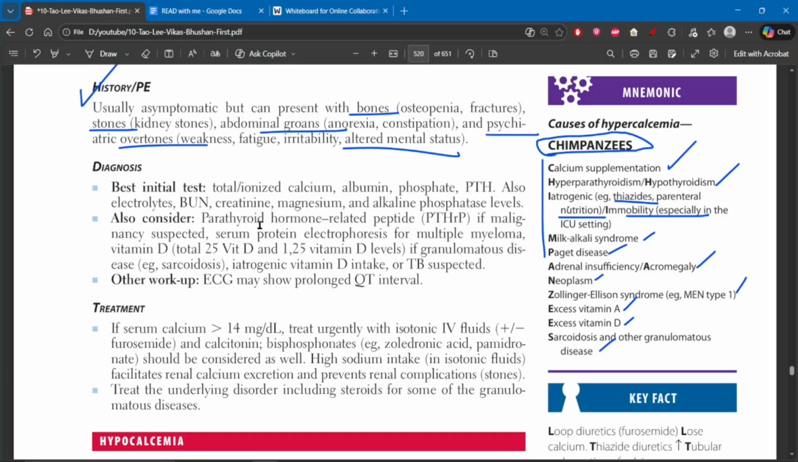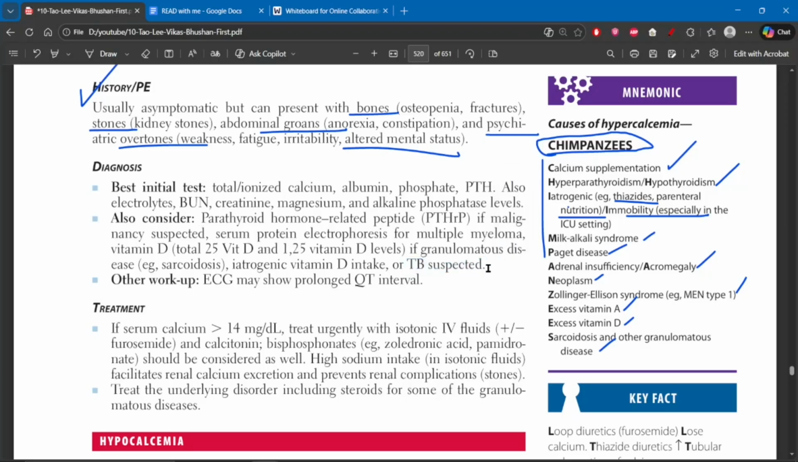Also, you may consider parathyroid hormone related peptide if malignancy is suspected, so you can also check its levels. And serum protein electrophoresis can be done if multiple myeloma is expected. Vitamin D levels can be done if any granulomatous disease is suspected, right? This is not a routine test, but this is usually done if any granulomatous disease is occurring, sarcoidosis or Crohn's disease. Excess vitamin D intake should also be supervised, or if TB is suspected, then of course you also do its test.